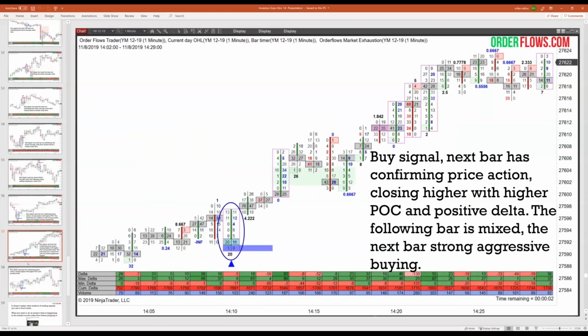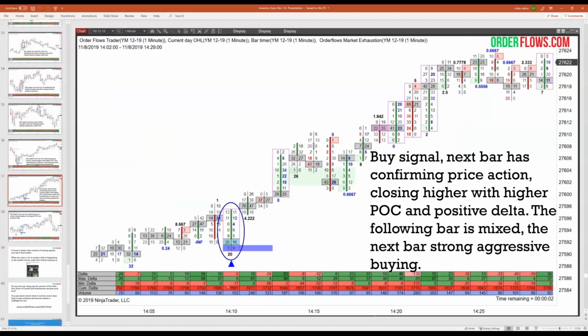Another example, right? Come down here, you got your buy signal, the market starts, next bar, what happens? Positive delta, nice volume, okay, that's good. You got a higher point of control, higher high, higher low, and the bar closing above the high of that bar. Okay, fine, I can get long now. You're not getting long so far away from the close of this bar.